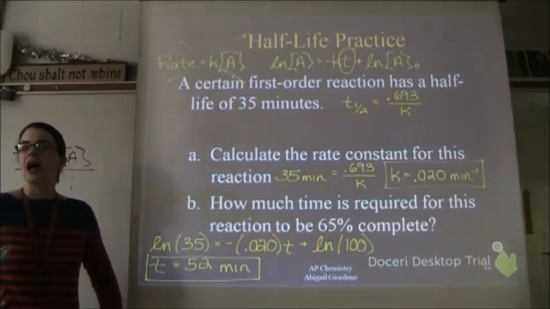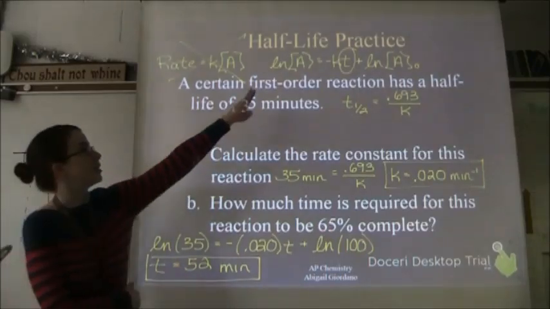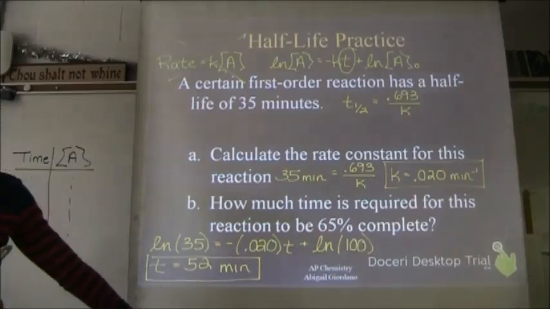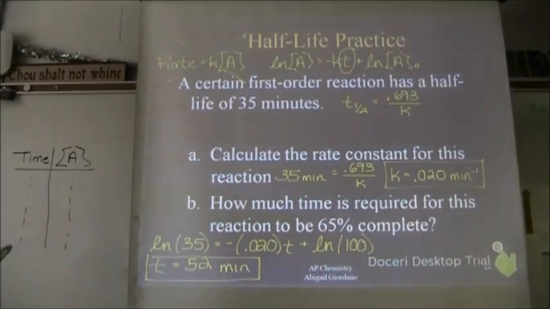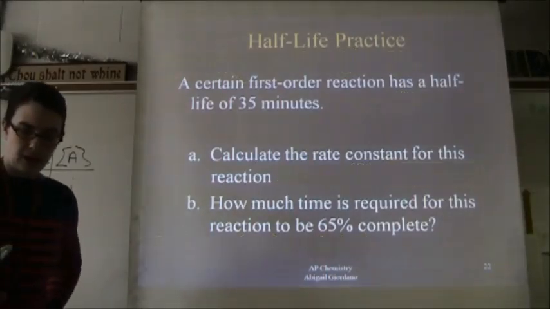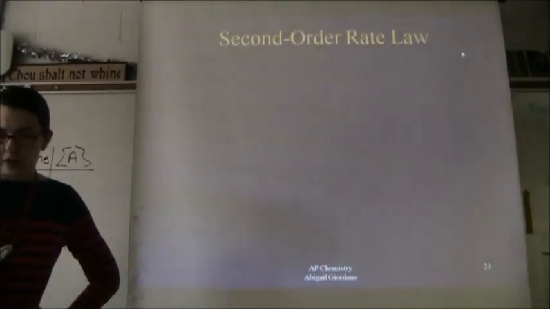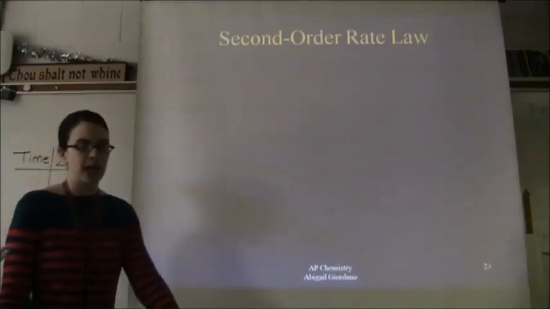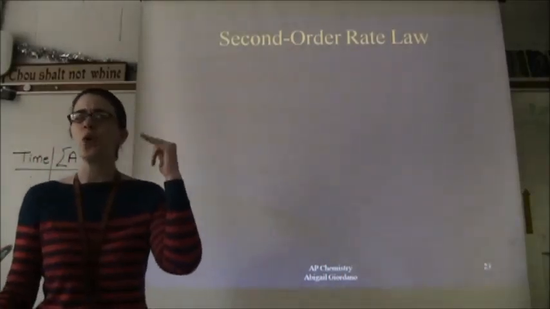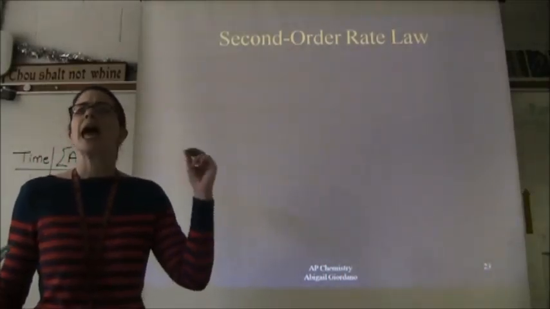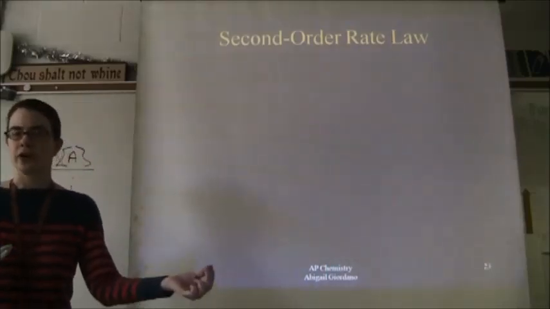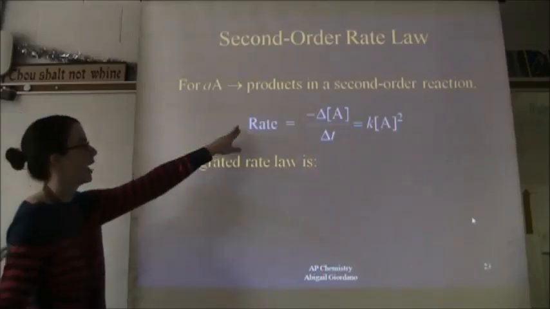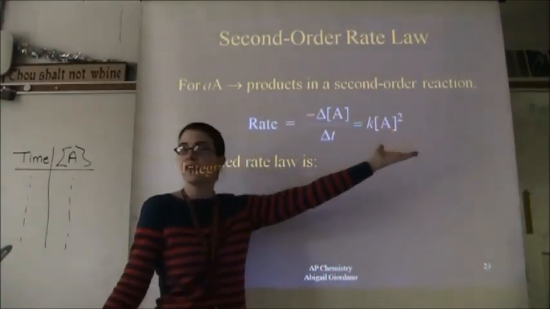But the point is, I was only able to use this equation and this equation because I knew it was first order. So what if it isn't? What if it's second order data? Now you're going to get sick of me asking you this. You hear the word order, what do you think? Exponent. Second order. All that means is its rate law now has an exponent of 2. That's all that means.